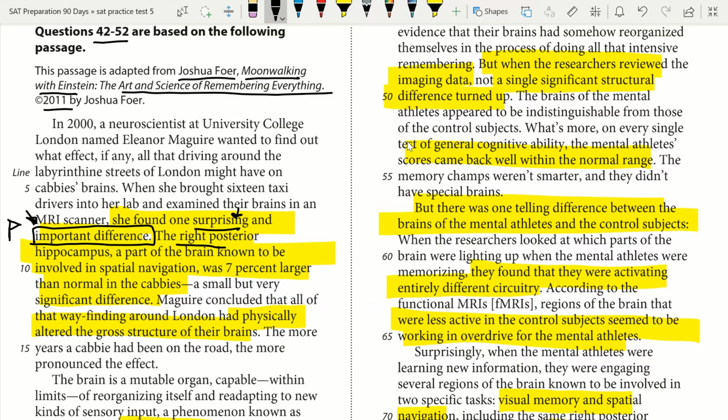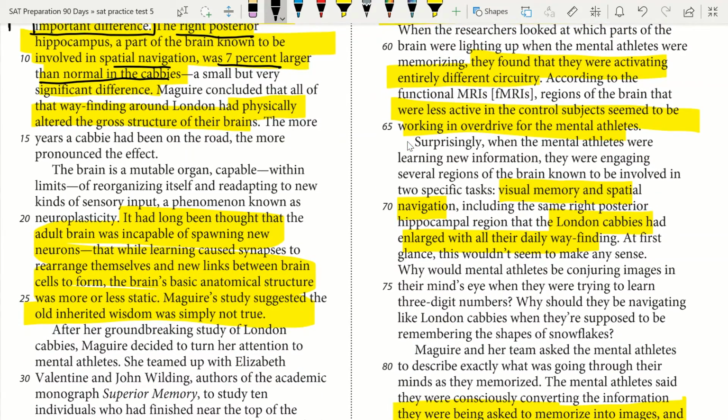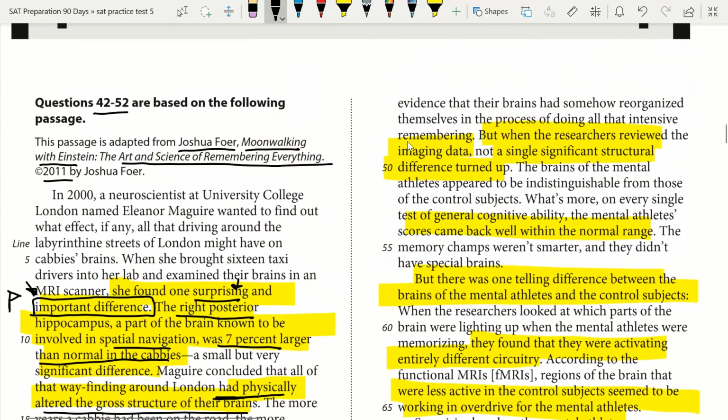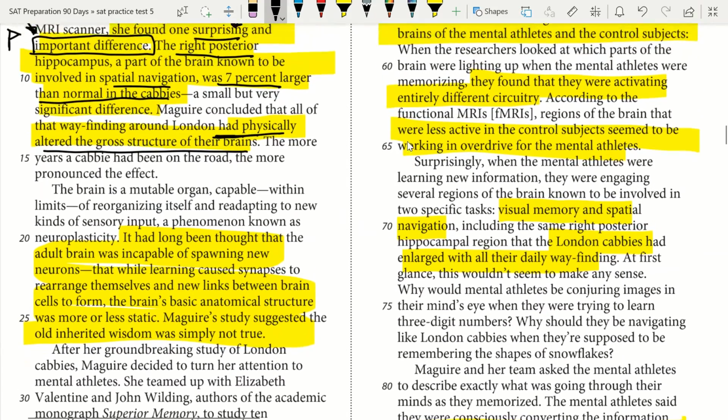Next thing we have, the right posterior hippocampus, a part of the brain known to be involved in spatial navigation, was 7% larger than in the normal cabbie. So that's describing, once again, that surprising and important difference. So I want to know what that surprising and important difference was. That's why I highlighted it. Next thing we see is that I highlighted that they had physically altered the growth structure of their brains. That's something that's really important because I see in my title that we're talking about the art and science of remembering everything, right? And we have someone who has a 7% larger portion of their brain.